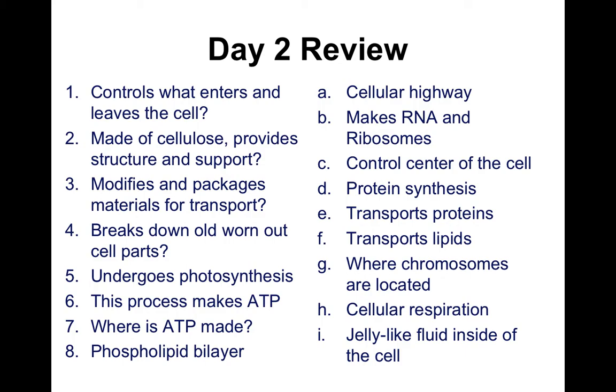Over here on the other side, letter A is the cellular highway. That's going to be the ER, endoplasmic reticulum. Makes RNA and ribosomes. That's the nucleolus. The control center of the cell. That's going to be the nucleus. Protein synthesis occurs at the ribosomes. Transports proteins, that's going to be the rough ER. Transports lipids, that's the smooth ER. Where are chromosomes located? Inside the nucleus. Cellular respiration occurs at the mitochondria. And the jelly-like fluid inside of the cell, that's going to be the cytoplasm.